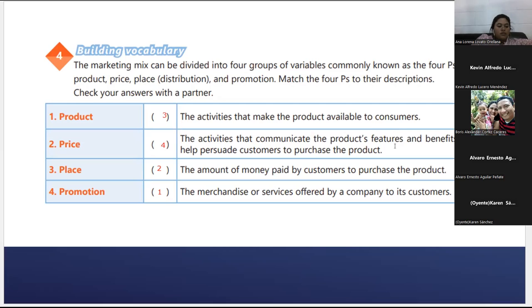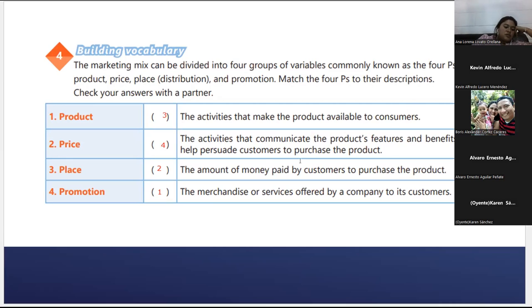Exacto. Hágalo fuerte como una che, no como una sh. Features. Yes, correct. That's right. Very good. So now we say persuade. Exactly. How do you say persuade? Persuade. Okay. Customers. Miren, aquí ya suena diferente. Customers. Aquí es consumers. Exactly.